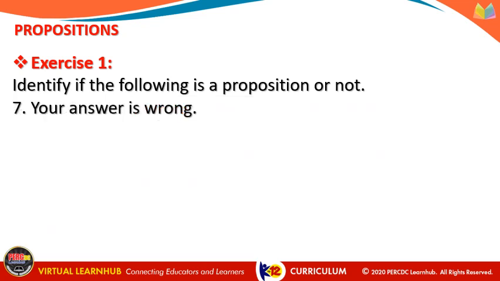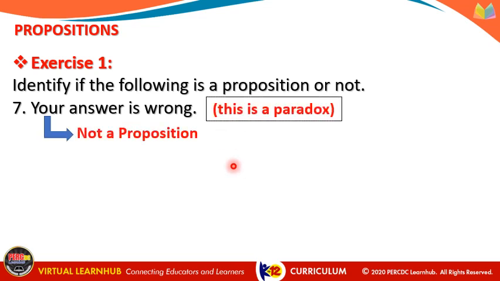Let's have one last example for this exercise. Your answer is wrong. What about this one? Okay, this is not a proposition. This is actually what we call a paradox. Again, if the statement is true, it should only be true. It is clear. There is no conflict that what you're saying is true. If it is false, then it should only be false. Now, you said that your answer is wrong.